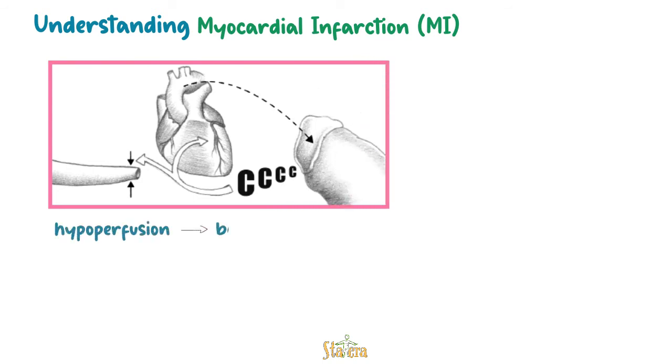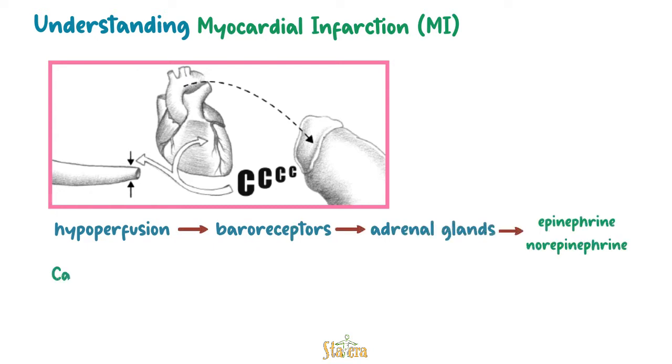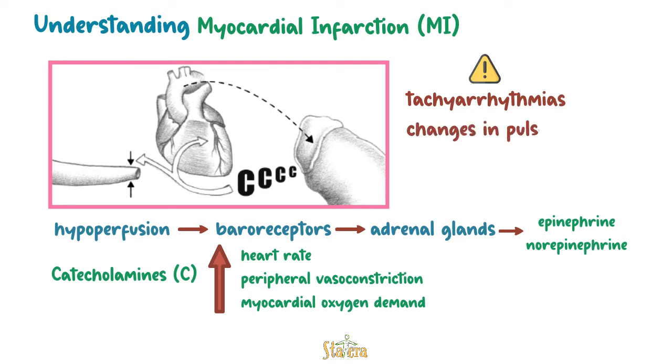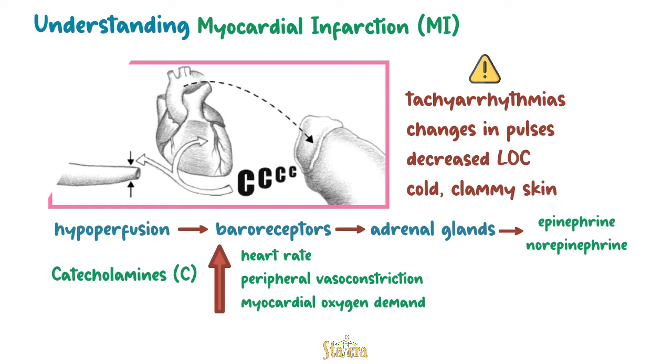Hypoperfusion stimulates baroreceptors, which in turn stimulate the adrenal glands to release epinephrine and norepinephrine. These catecholamines, represented as C, increase heart rate and cause peripheral vasoconstriction, further increasing myocardial oxygen demand. The patient may experience tachyarrhythmias, changes in pulses, decreased level of consciousness, and cold, clammy skin.